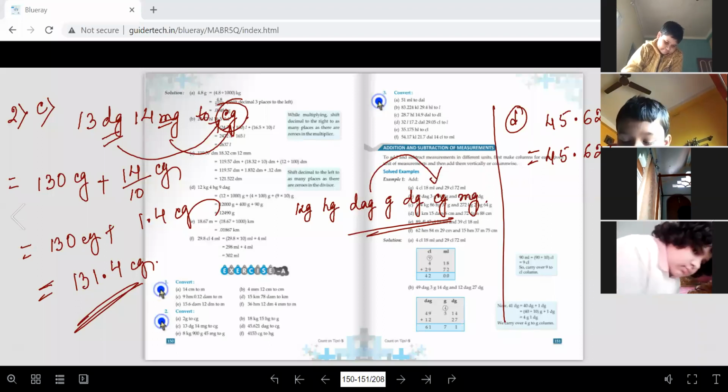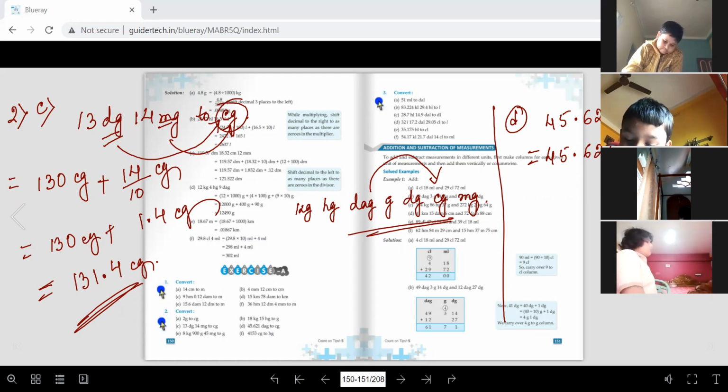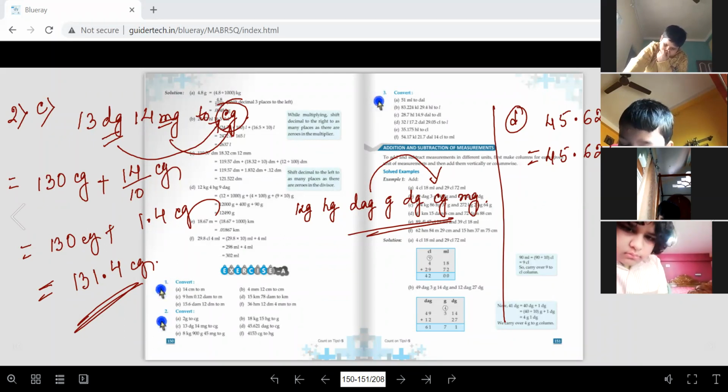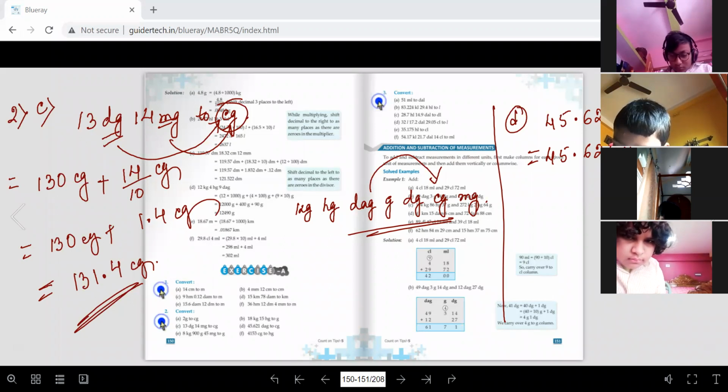Of 2D. Yes, multiply your division by what? Ma'am, can I tell? Say, Ujan. Yes, ma'am, 45 miles. No, ma'am. 4,562.1. At first, tell me, decagram to centigram, how many zeros you have taken? Ma'am, 100.